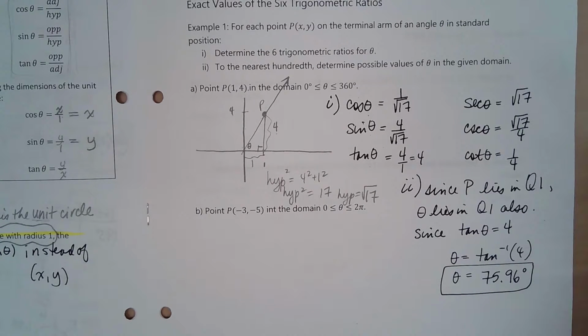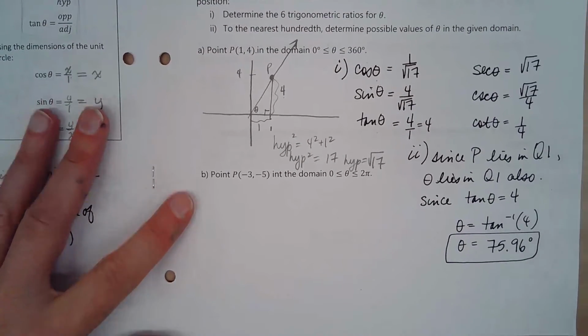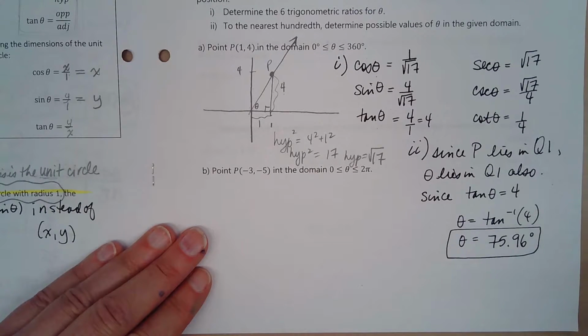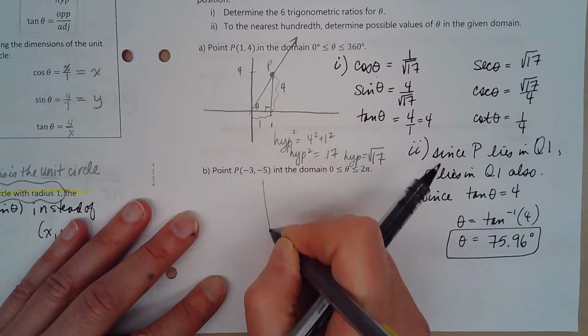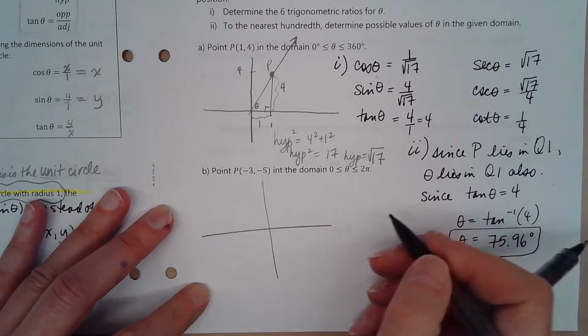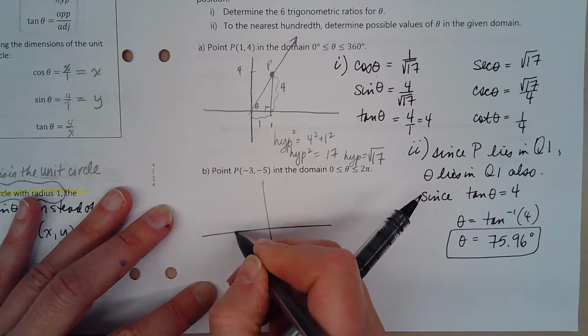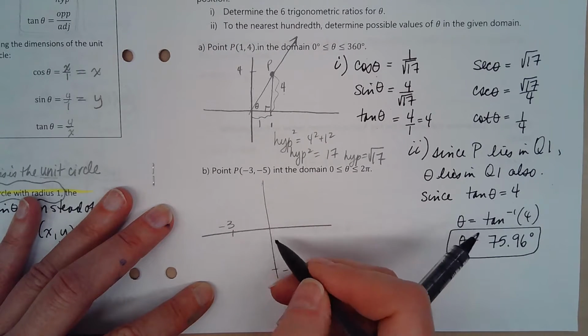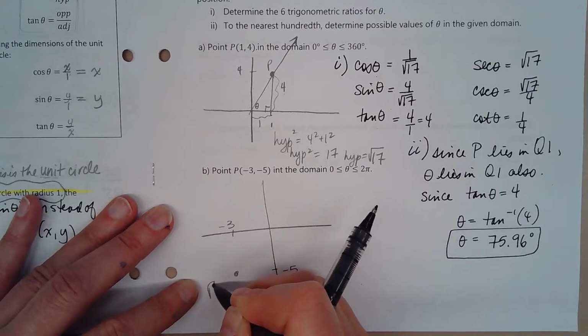What about this one? Point P, which is (-3, -5), over the domain 0 to 2 pi, so they want me to do it in radians this time. Okay. Try this one. What quadrant will this one be in? Yeah, so it's going to be here. Here's my P, right?